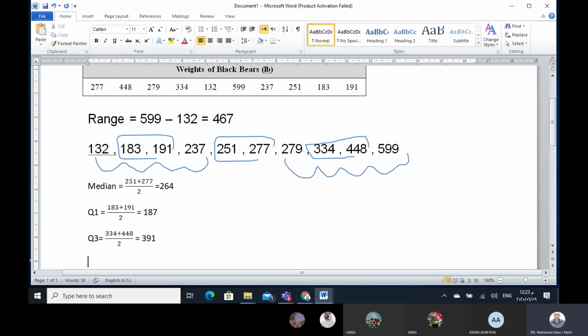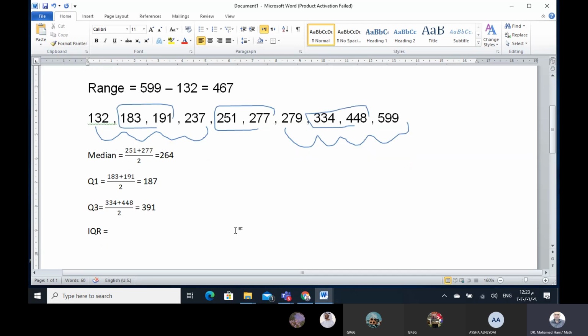Now the last measure, IQR. How to find IQR? IQR means Q3 minus Q1. Now Q3 391 minus Q1 which is 187. So the answer will be 204.